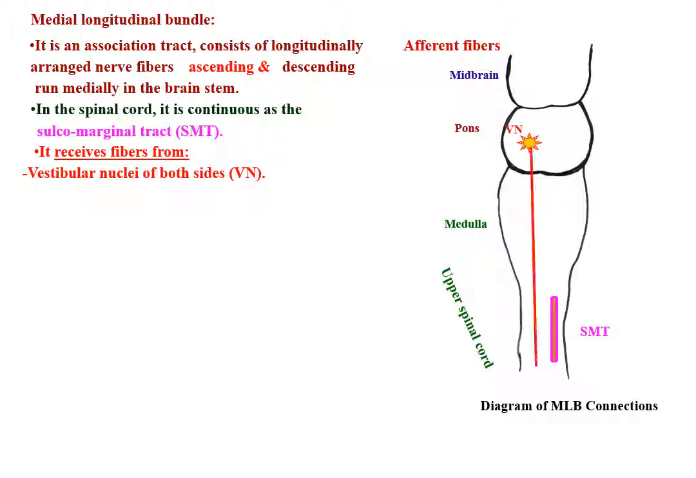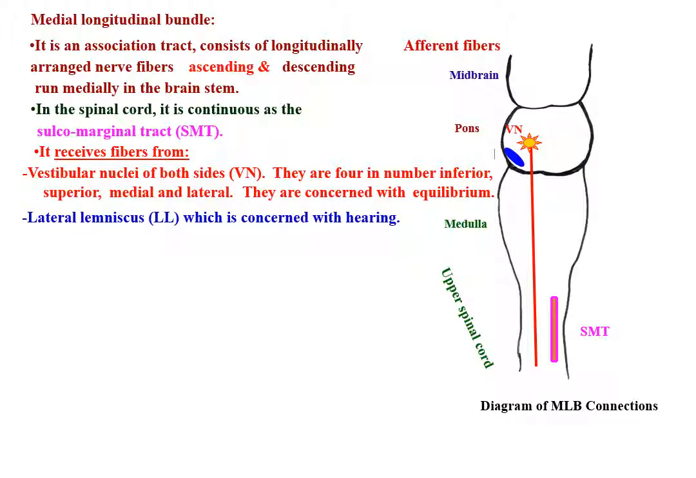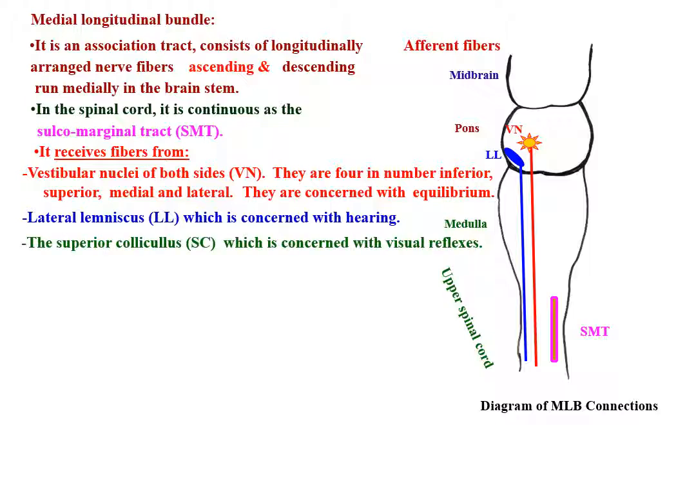Vestibular nuclei are four in number: inferior, superior, medial, and lateral. They are concerned with equilibrium. It receives fibers also from the lateral lemniscus, which is concerned with hearing. Medial longitudinal bundle also receives fibers from the superior colliculus, which is concerned with visual reflexes.